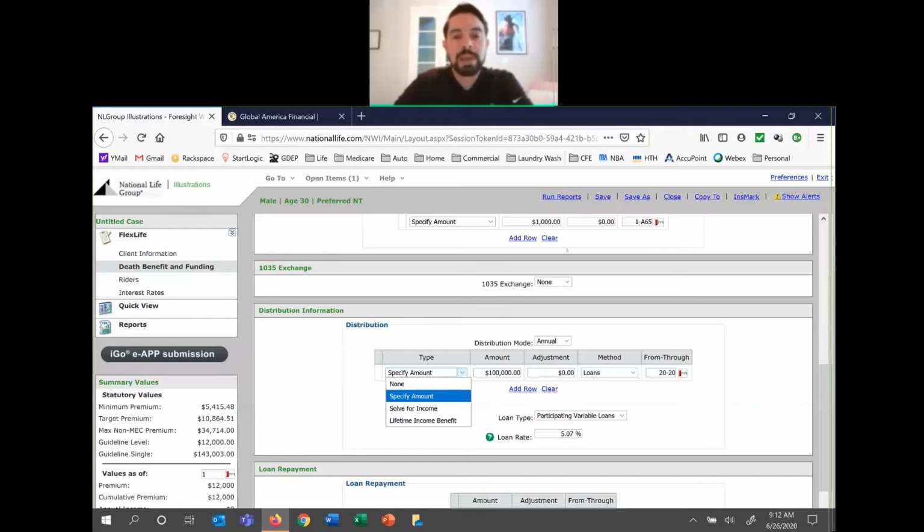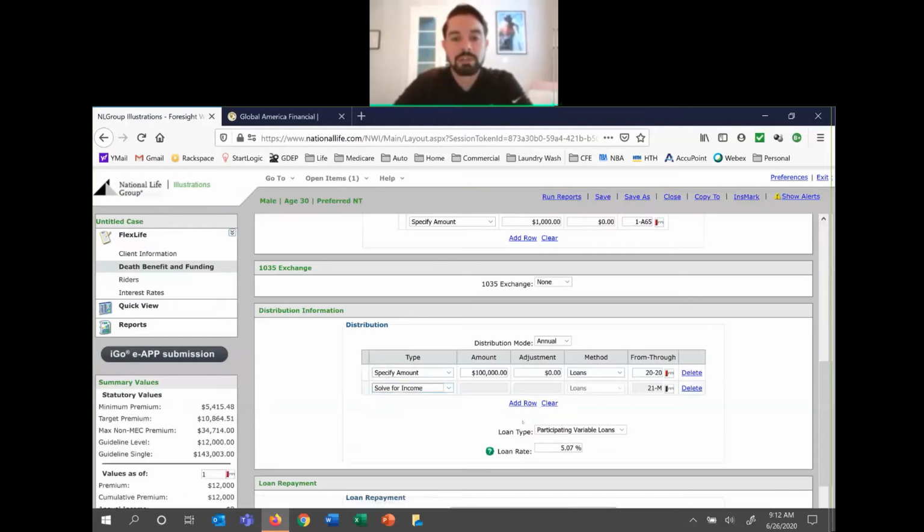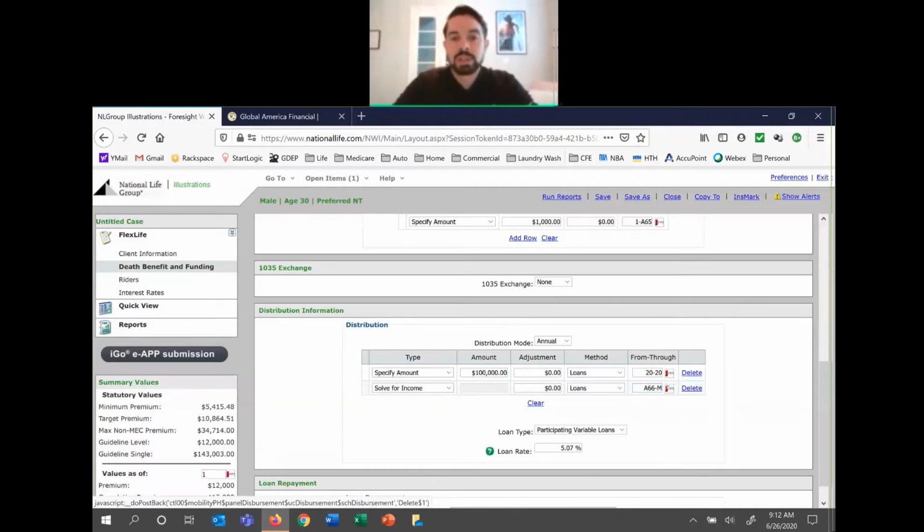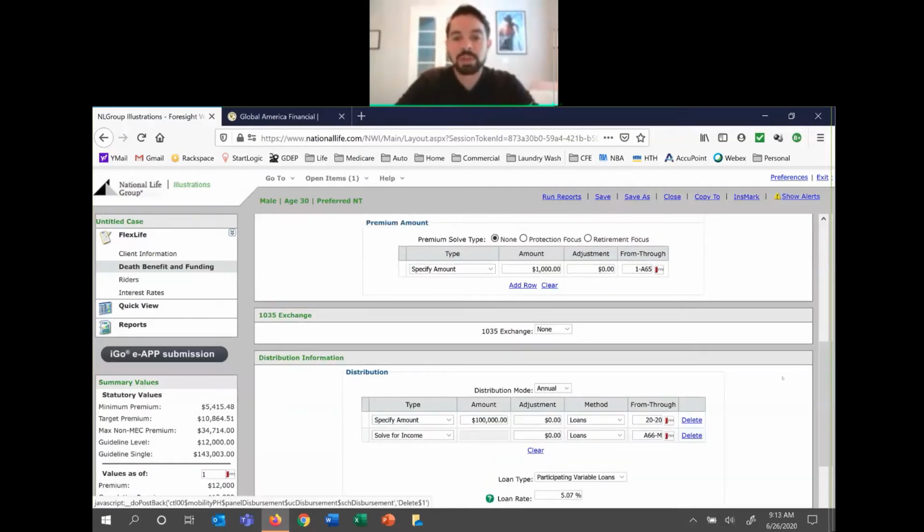So we know that we stop paying money into this policy at age 65. So let's solve for income on our next one. So we're going to add a row, and we're going to solve for income. And now we're going to specify that we want that income to begin at age 66 through maturity. So that's A66-M.